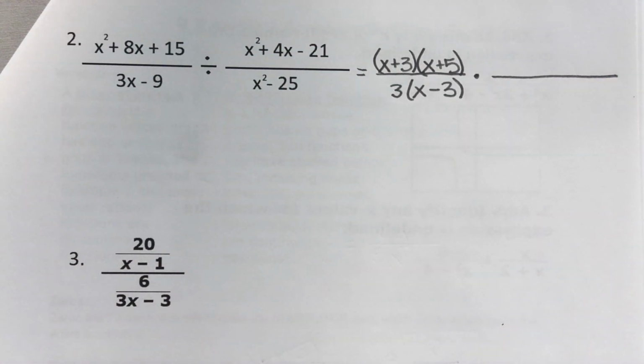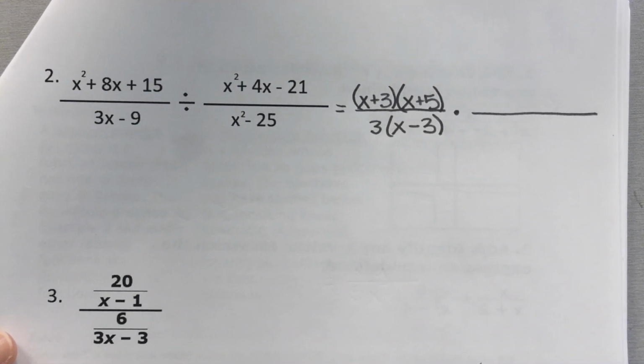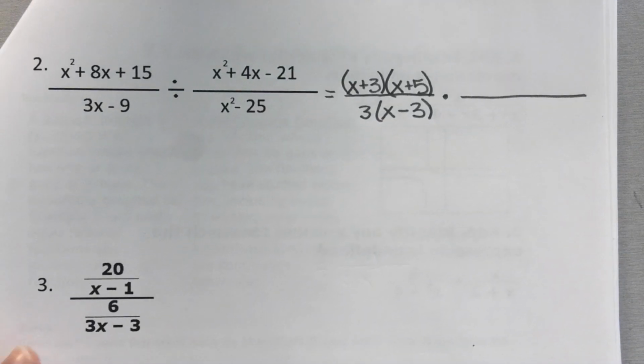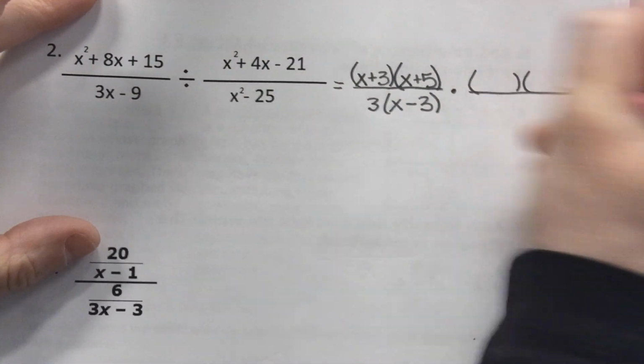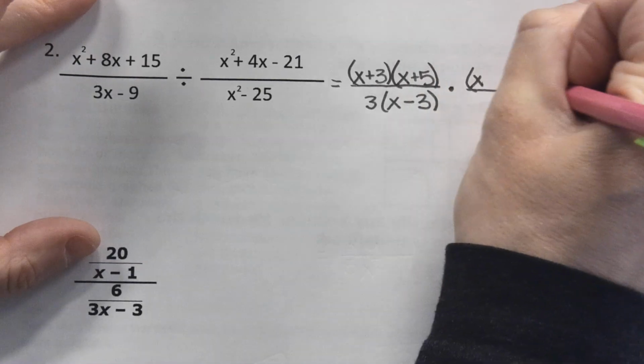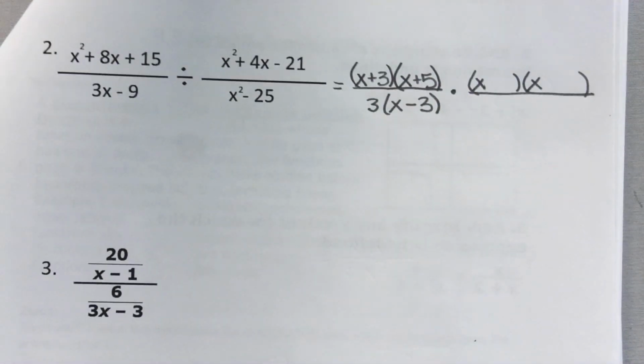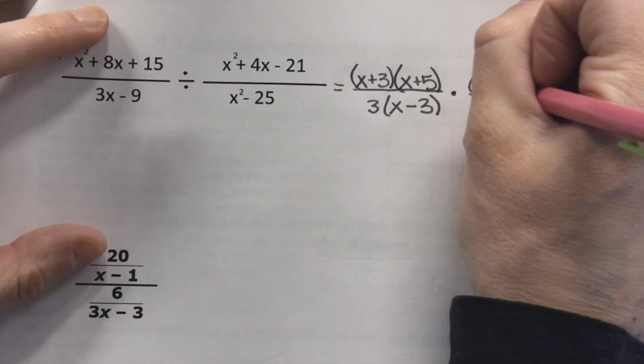All right, let's look at our next fraction. In the top, what do I have there? Trinomial. So I'm going to go 2 sets of parentheses. X times x is x squared. What multiplies to negative 21 but adds or subtracts to 4? 7 and 3.